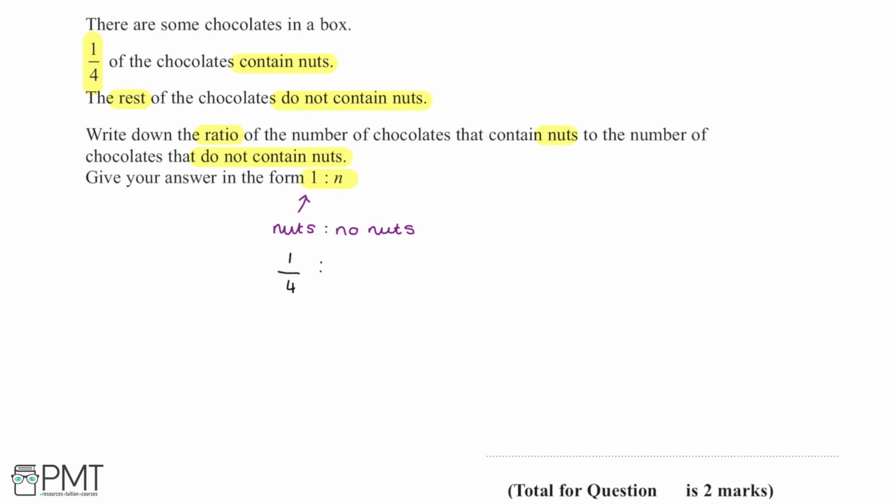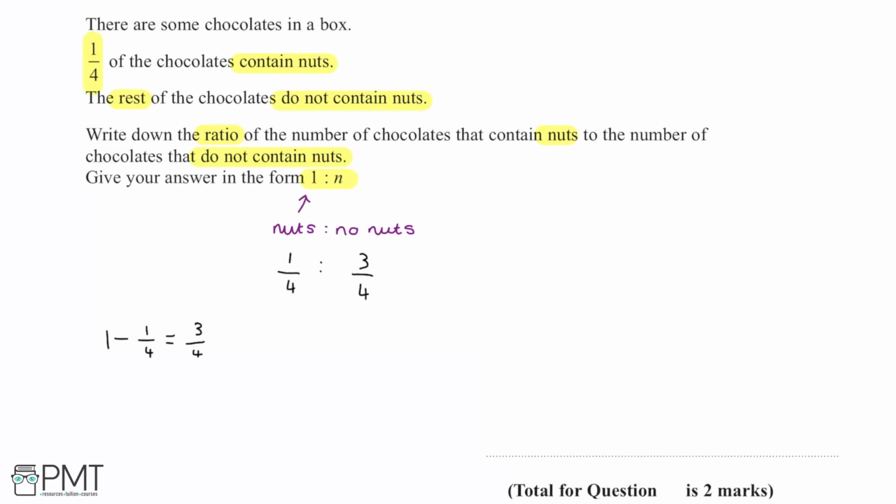And if a quarter contain nuts and the rest do not contain nuts, we can do 1 minus a quarter to work out how many don't contain nuts, and that gives us 3/4. So 3/4 of these chocolates do not contain nuts. So I can put that fraction here. So now we have the ratio a quarter nuts to 3/4 no nuts.